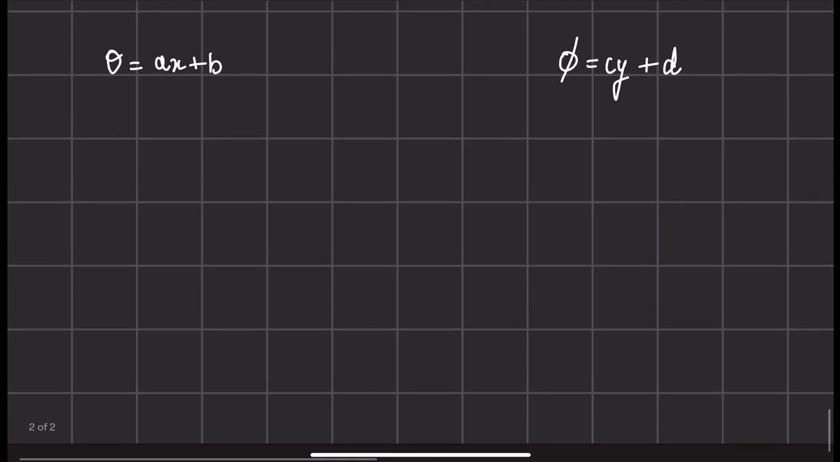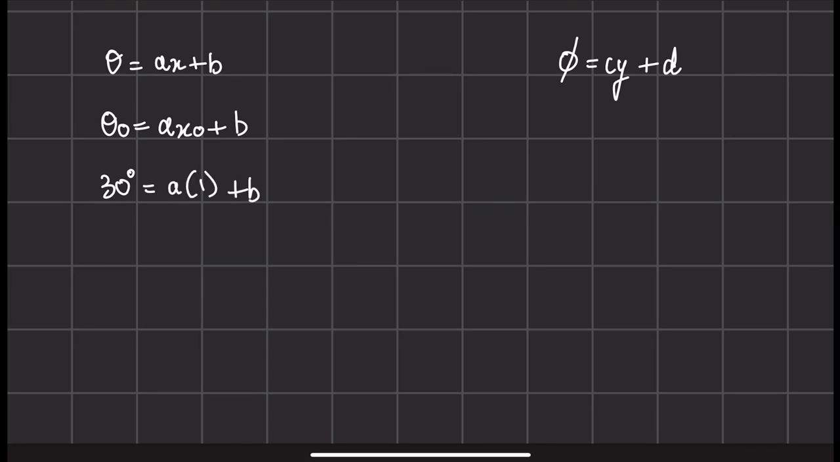For finding the values of theta 1, theta 2, theta 3 and phi 1, phi 2, phi 3, we will be forming equations with the values that are provided to us. Theta is equal to ax plus b. Similarly, phi is equal to cy plus d, where theta naught is equal to a x naught plus b. In our case, theta naught is 30 degrees, equal to a into x naught, which is 1, plus b.